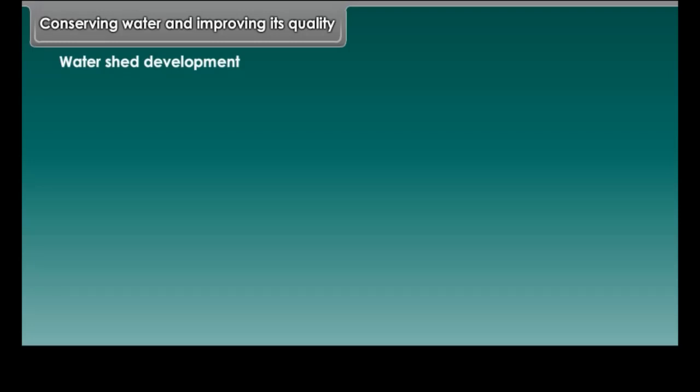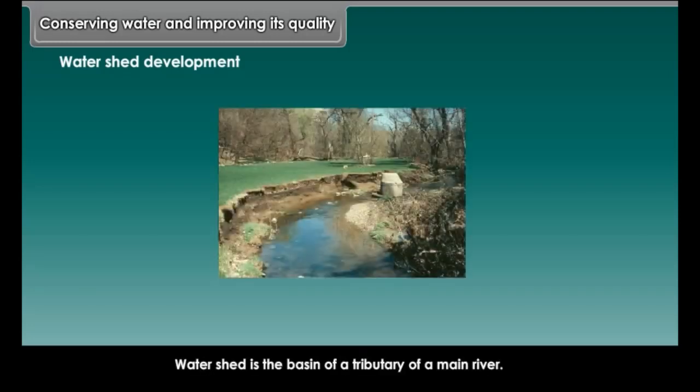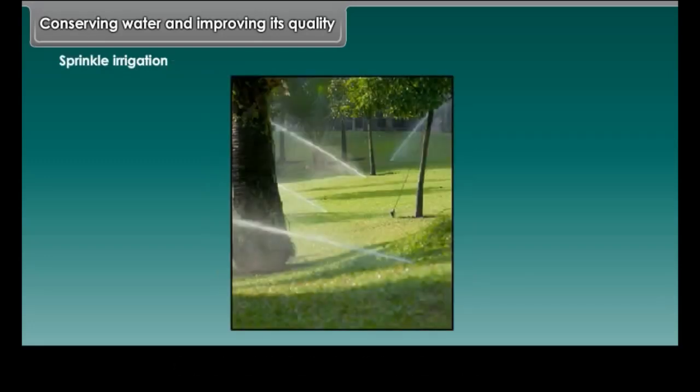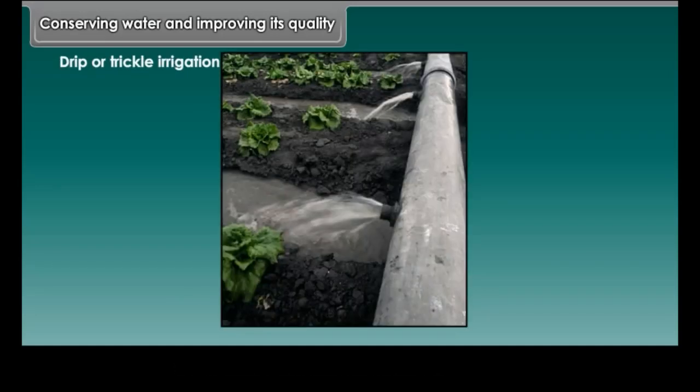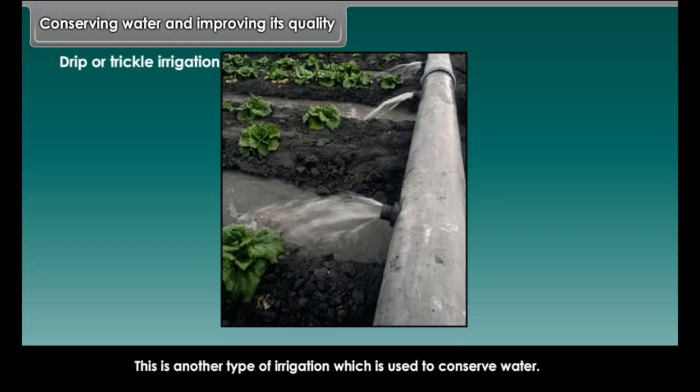Watershed development. Watershed is the basin of a tributary of a main river. Sprinkler irrigation. It is the most effective and efficient tool of irrigation. Drip or trickle irrigation. This is another type of irrigation which is used to conserve water. Water is supplied to plant roots through underground pipes.